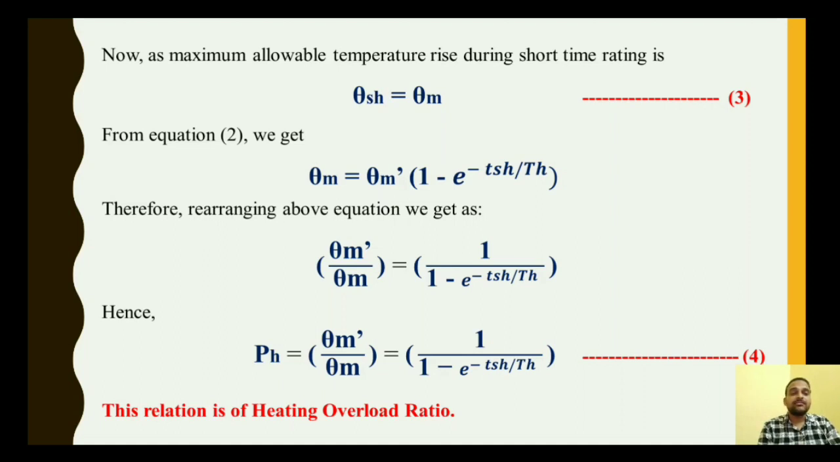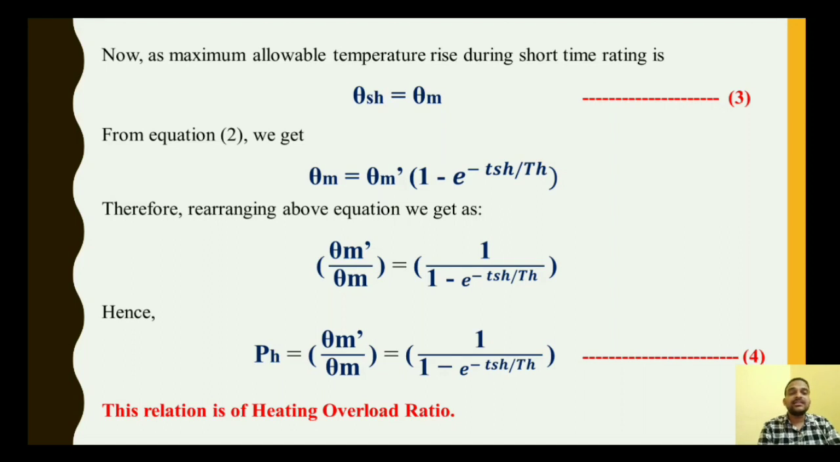So from the very basic definition, it is the ratio of the short time duty temperature to the continuous duty temperature. That is the loss. The loss of any machine is considered in terms of heat. Whatever heat is getting lost can be considered as heat. So here the loss of the short time rating is considered for theta m dash, and for the continuous duty it is considered as theta m.